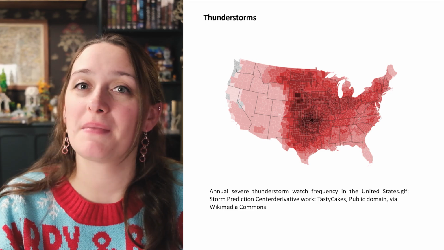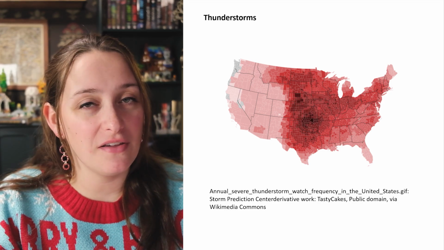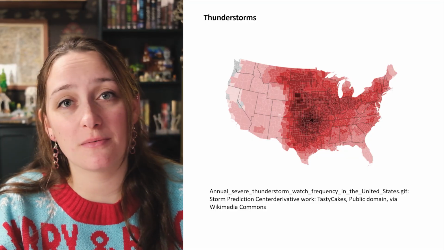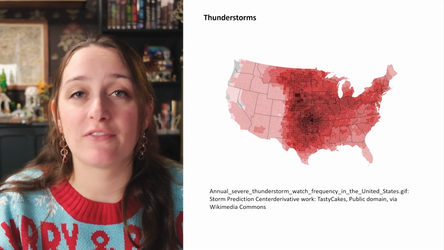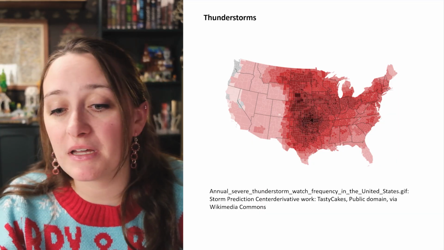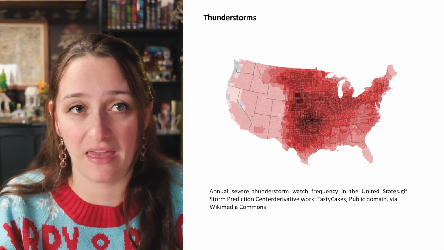First we're going to be talking about thunderstorms. In theory, thunderstorms are possible everywhere under the right conditions, but certain areas will have them more often because there are certain conditions that make them more common and more likely to be powerful.